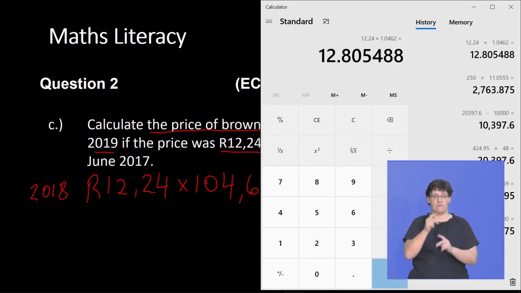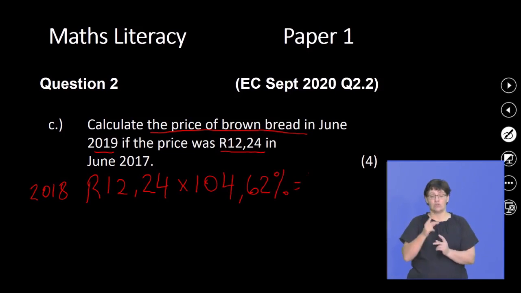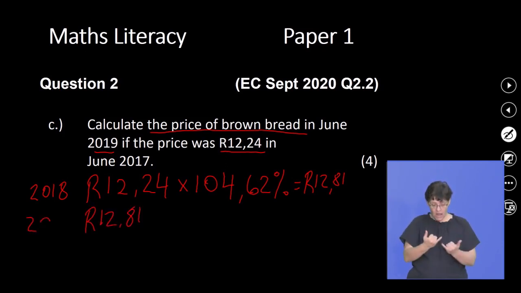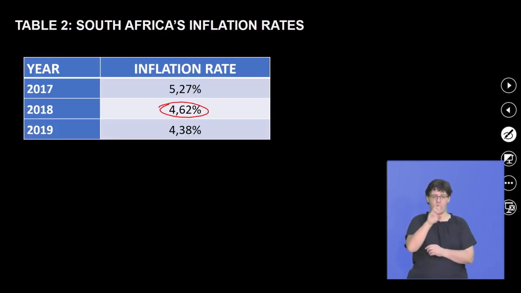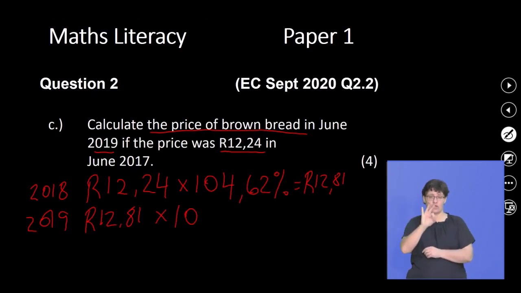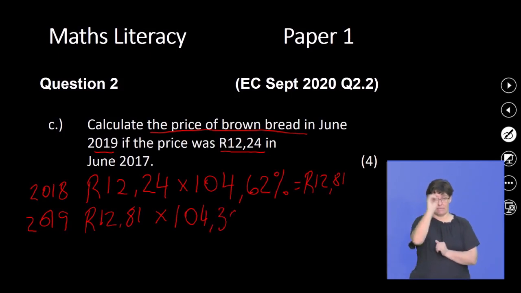And I get 12 Rand 81. And I'm going to round, it's money, so I need to round it to two decimal places. So that was 12 Rand 81. Now I'm taking my 12 Rand 81, and I now need to work out what 2019 was. Okay? So now I'm increasing it again by 100 and something percent. So let's go see what that was. It was 4.38, so 104.38% to get my answer.